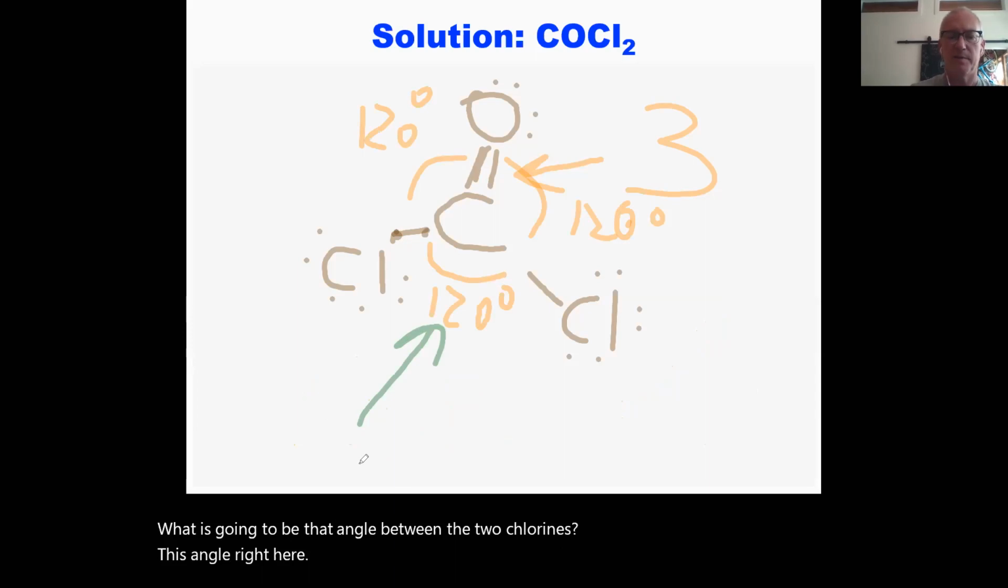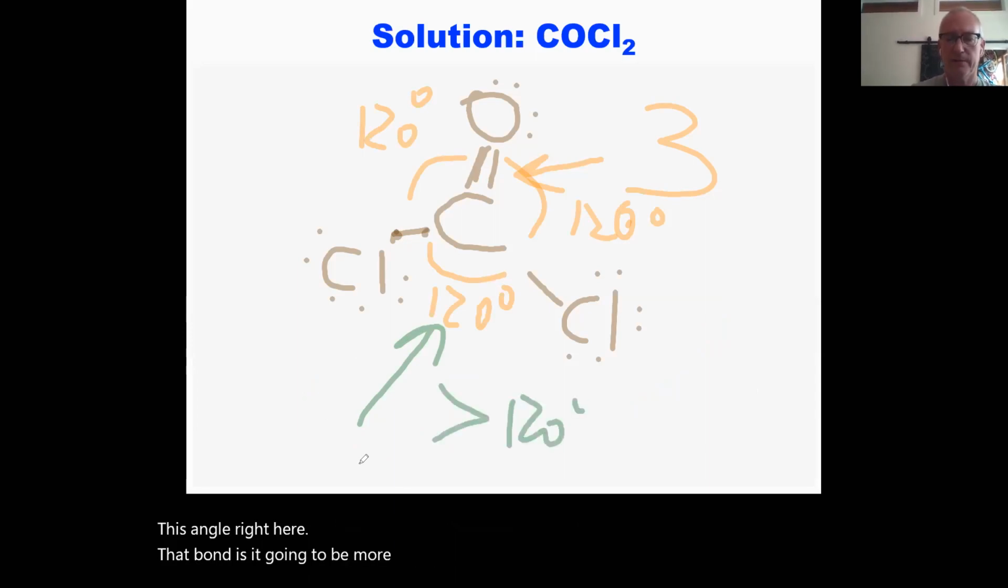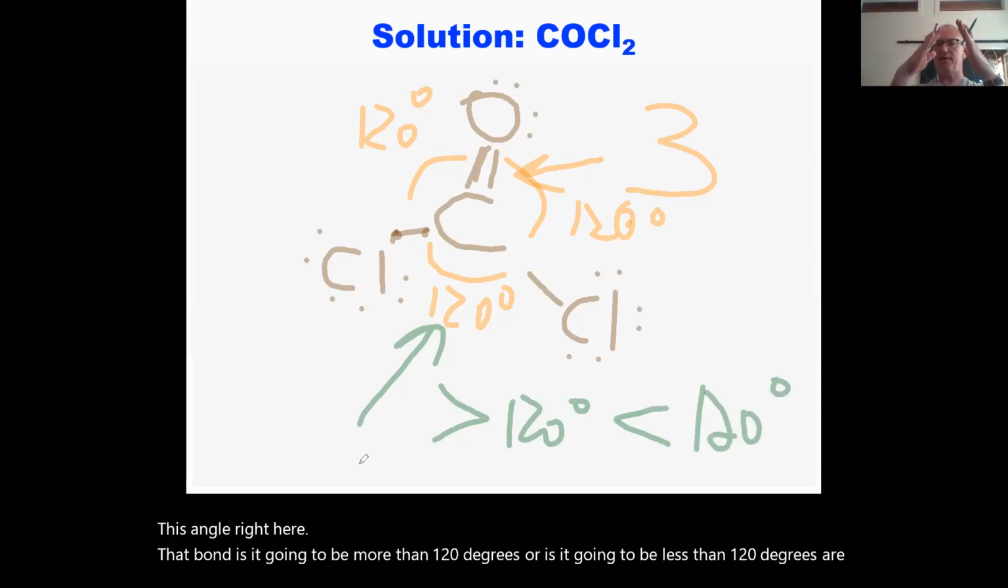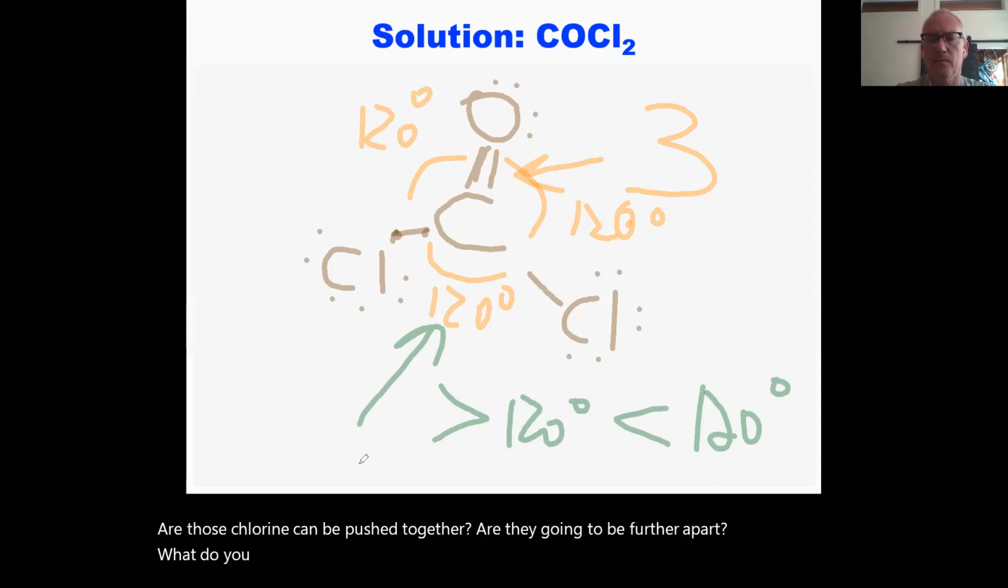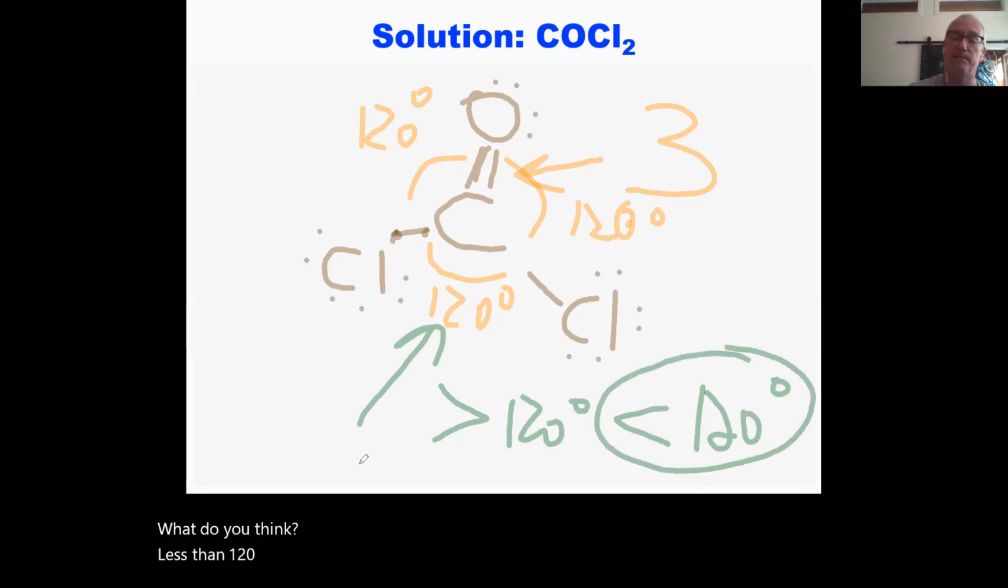That bond. Is it going to be more than 120 degrees, or is it going to be less than 120 degrees? Are those chlorines going to be pushed together, or are they going to be further apart? What do you think? Less than 120. Okay, why do you say that? Because I would think that the electron density between carbon and oxygen is so high that it's repelling more.